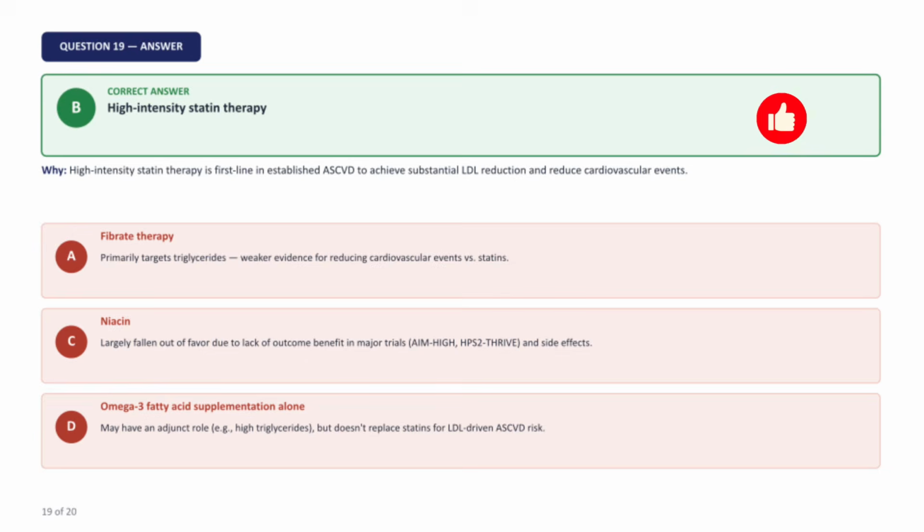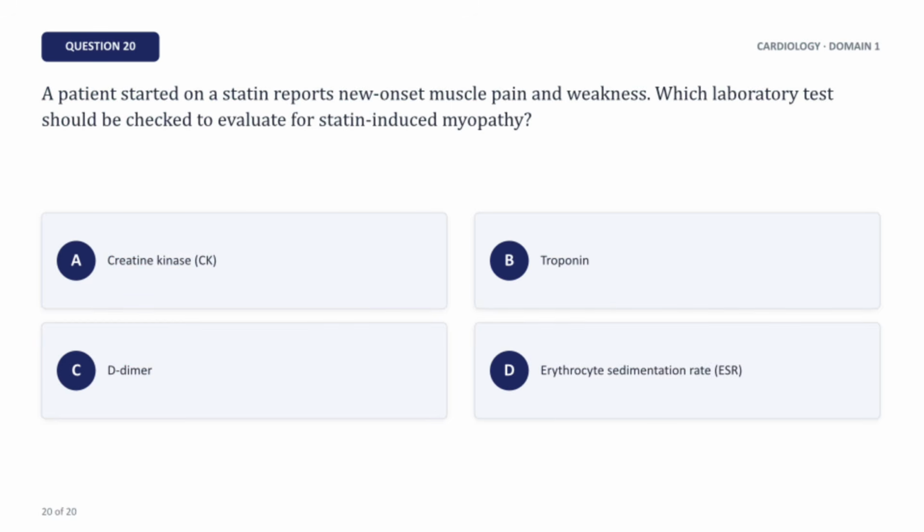Why isn't C correct? Largely fallen out of favor due to lack of outcome benefit in major trials and side effects. Why isn't D correct? May have an adjunct role, for example high triglycerides, but doesn't replace statins for LDL-driven atherosclerotic cardiovascular disease risk. Let's move on to the final question.